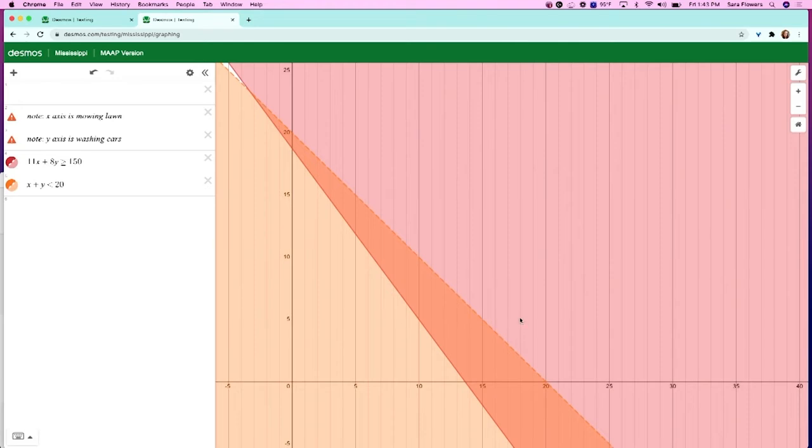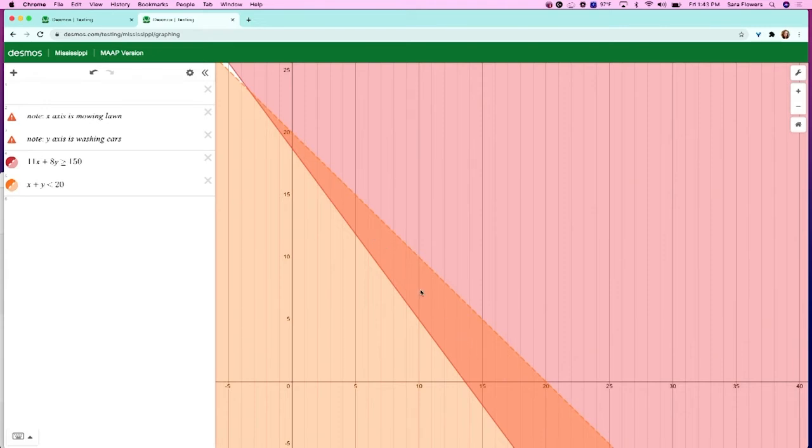And what was our orange? Our orange was the amount of hours that we worked. So we wanted to make sure we stay within the 20 hours. So let's test another one. Can we mow 5 lawns and wash 5 cars? Well, that does keep us below the 20 hours, but it does not give us the more than or at least $150 that we would want for that week. So reading the graph shows that all of our solutions would need to be within this double shaded region.